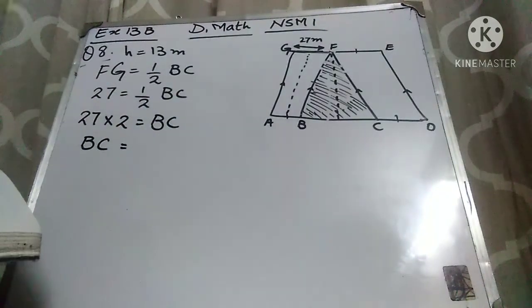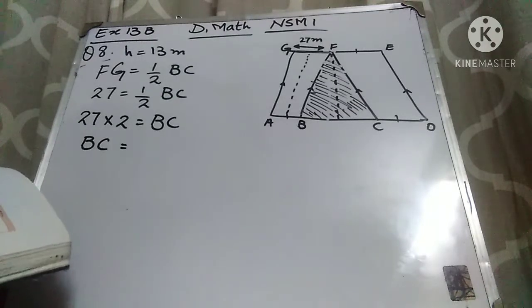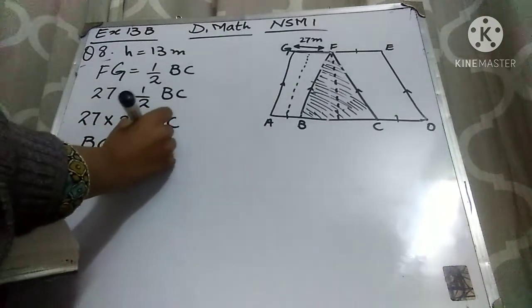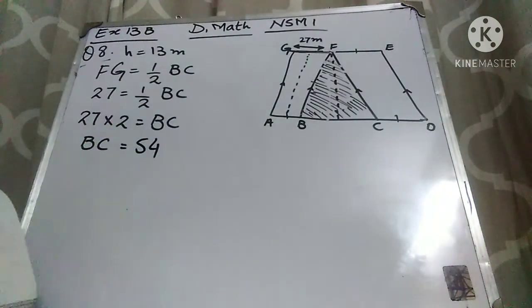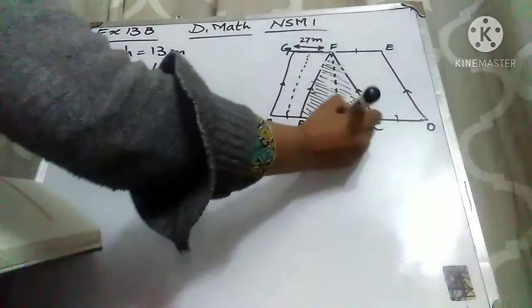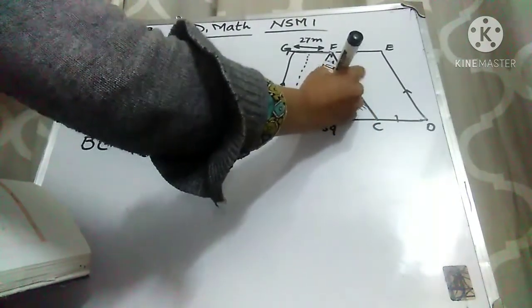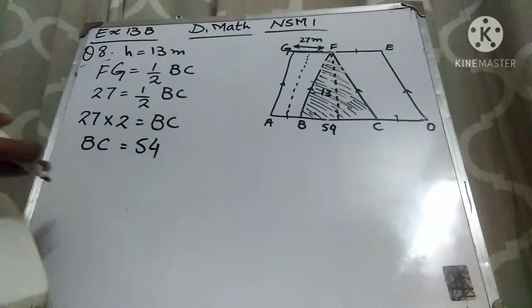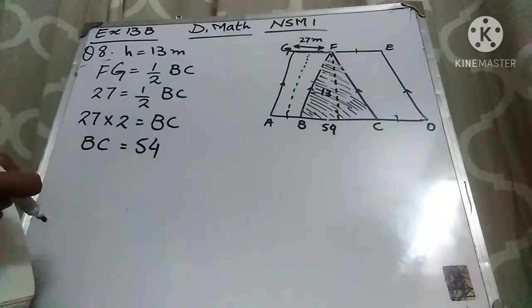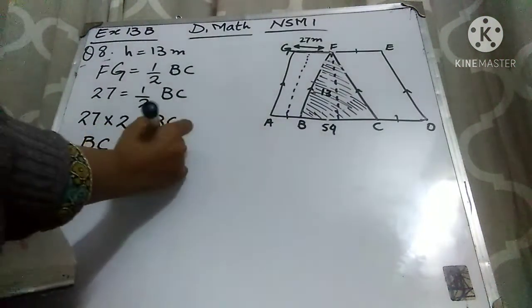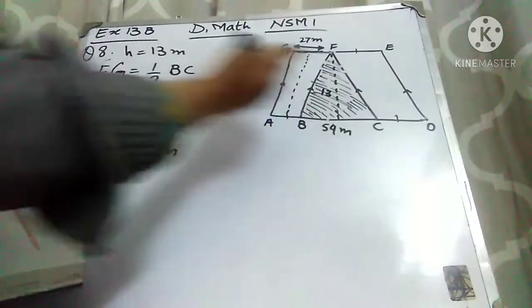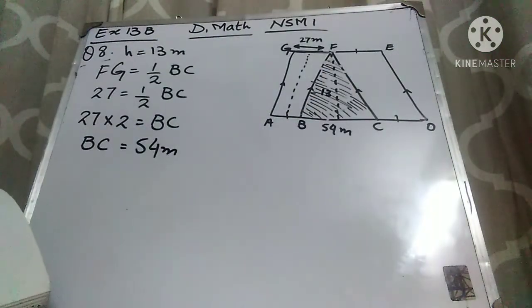So when I multiply 27 with 2, I will get 54. So the base, the length of BC, is 54. This is 54, and this I have found, 13. Now base and height both are given. So 54 meter. Now we can find out the area of the triangle.